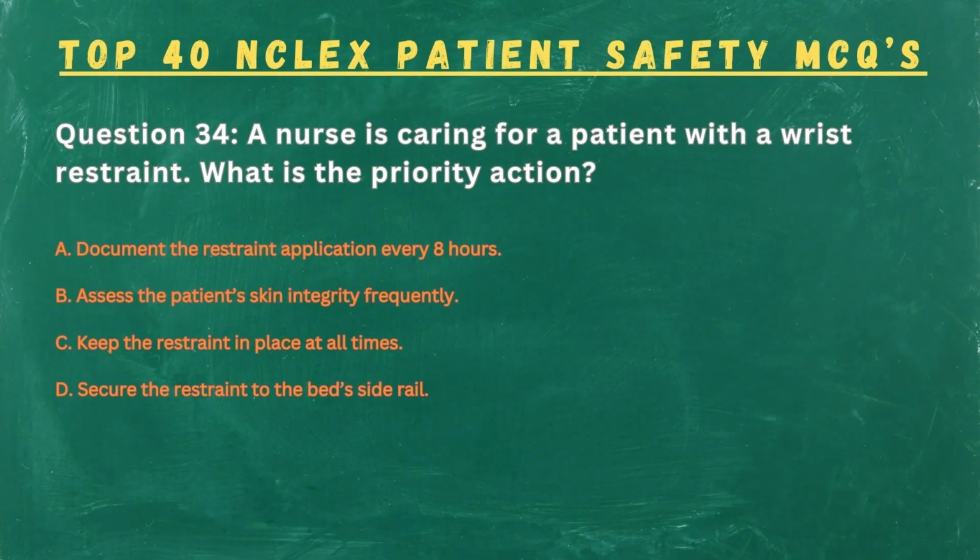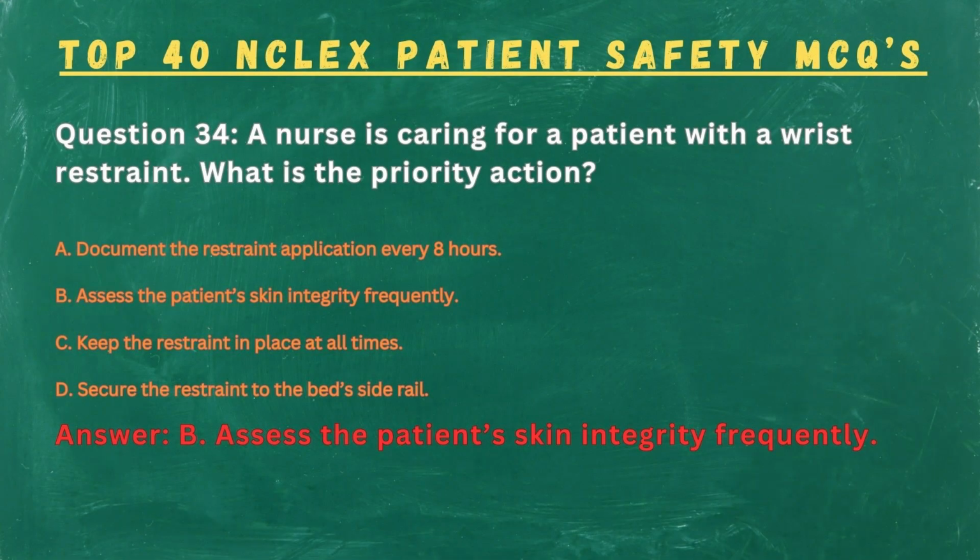Question 34. A nurse is caring for a patient with a wrist restraint. What is the priority action? A. Document the restraint application every 8 hours. B. Assess the patient's skin integrity frequently. C. Keep the restraint in place at all times. D. Secure the restraint to the bedside rail. Answer. B. Assess the patient's skin integrity frequently.